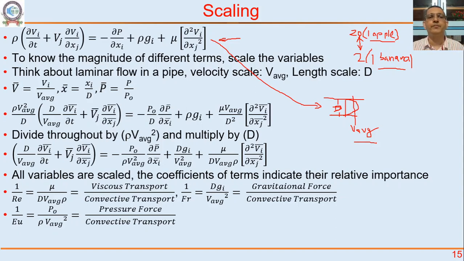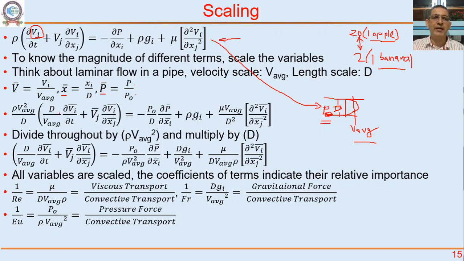If I make pressure dimensionless by the inlet pressure, let's say P0 is the inlet pressure, then the dimensionless pressure values, made dimensionless with respect to P0, will have a value between 0 to 1. So I am going to define dimensionless variables: V bar as V divided by V average, dimensionless X bar as X by D, P bar as P by P naught. Put that here.